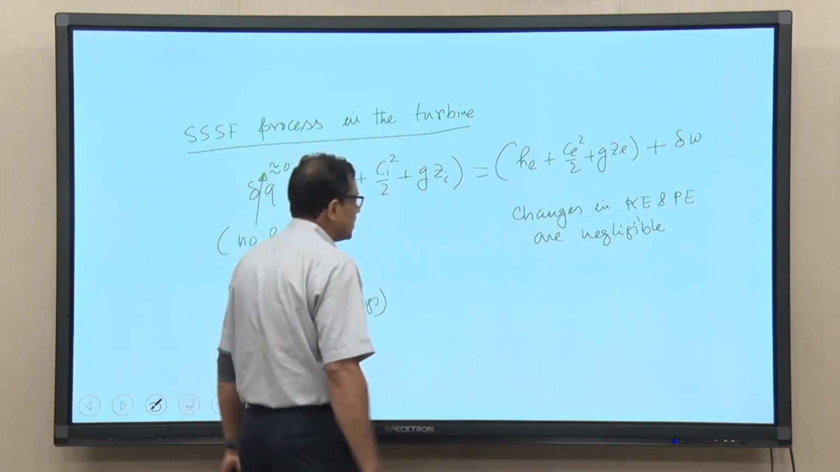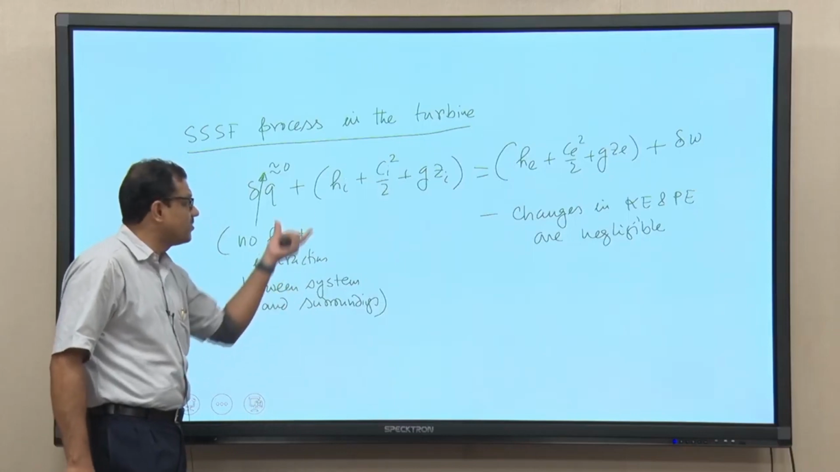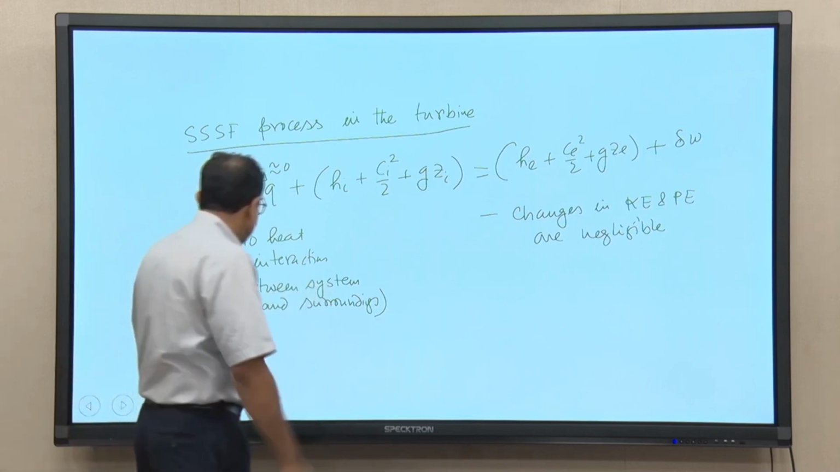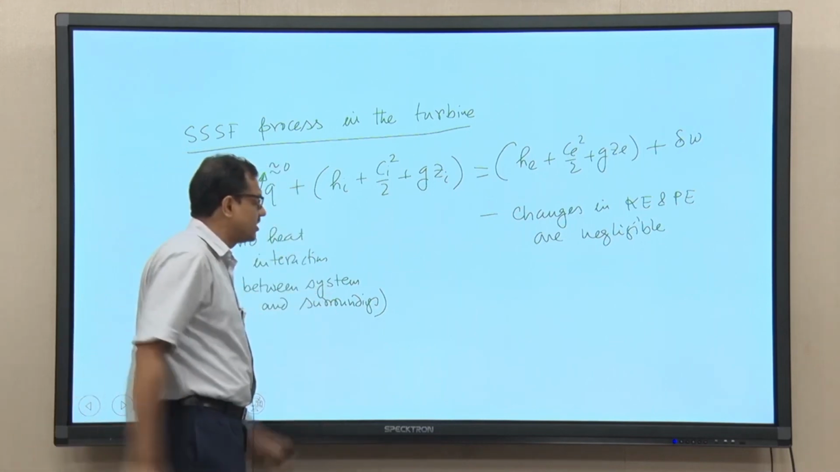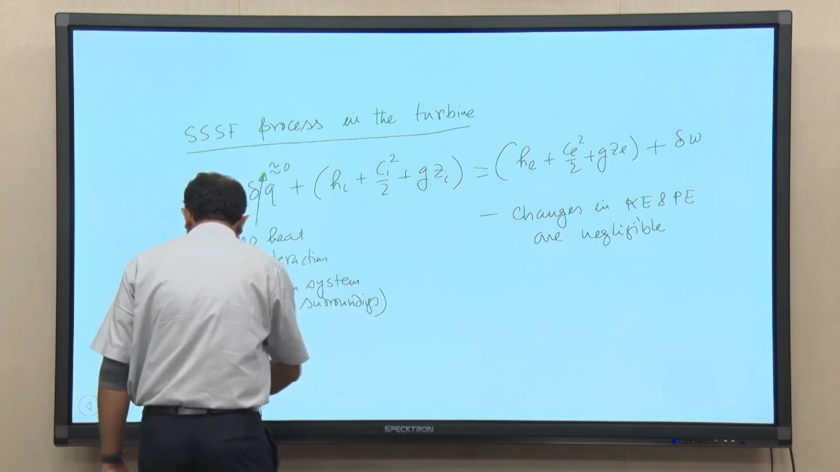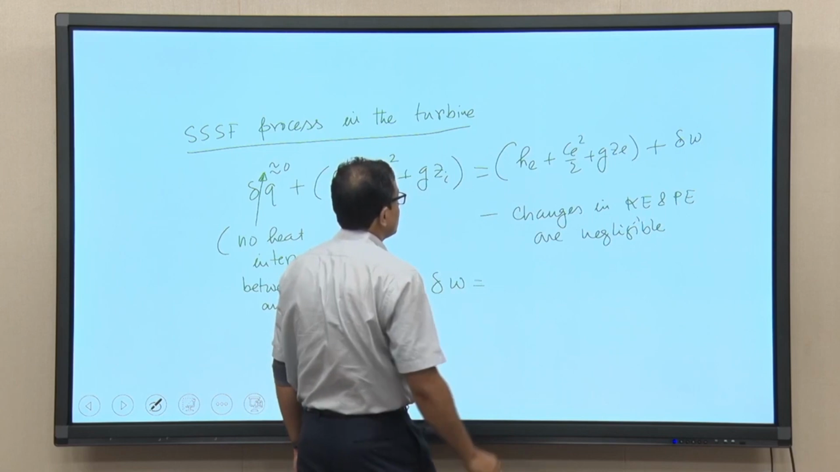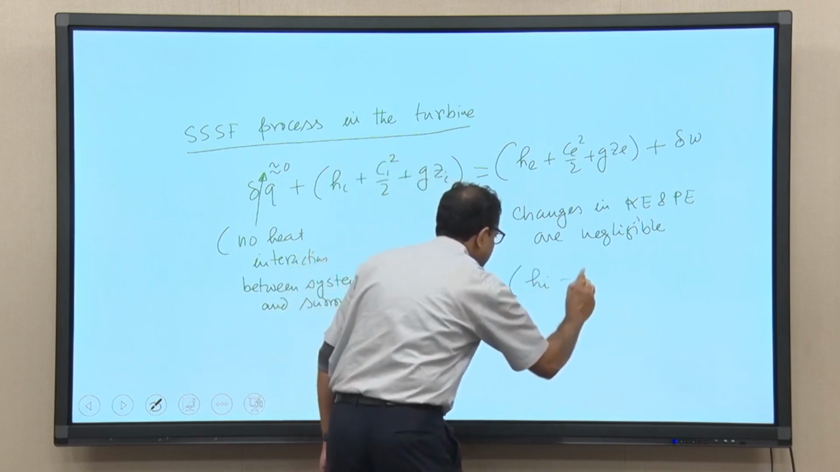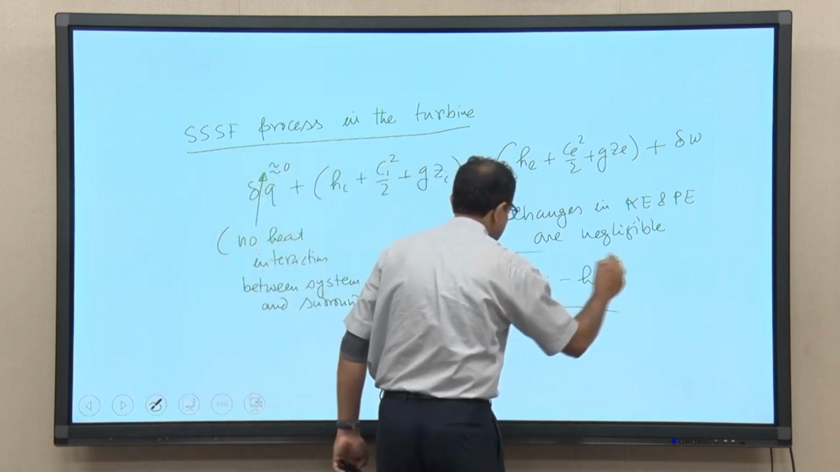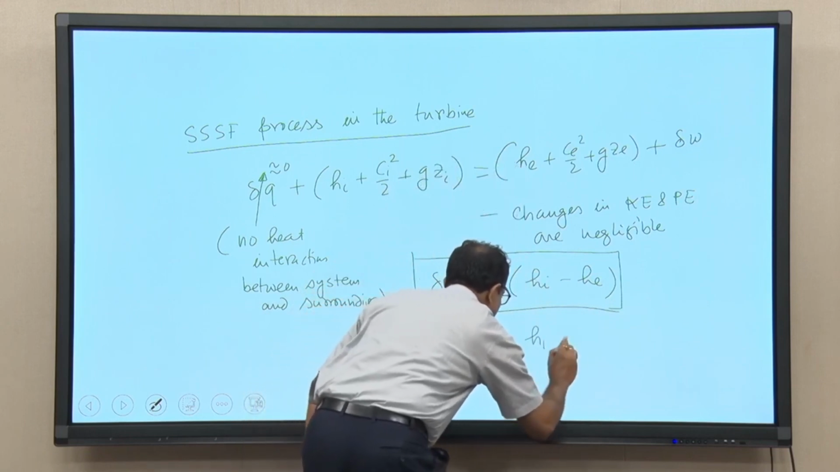Taking this particular assumption, and since there is no heat interaction between system and surroundings, when we apply this equation to the process inside the turbine, I can write that delta W equal to h_i minus h_e. Try to understand, this is very important. Or we can write W 1 to 2 equal to H1 minus H2.